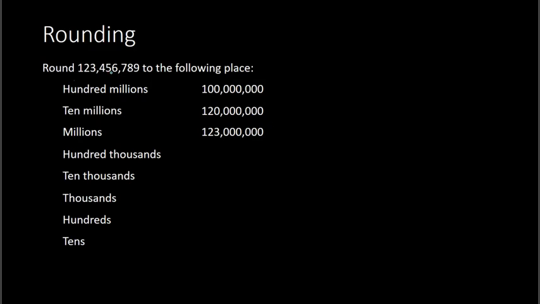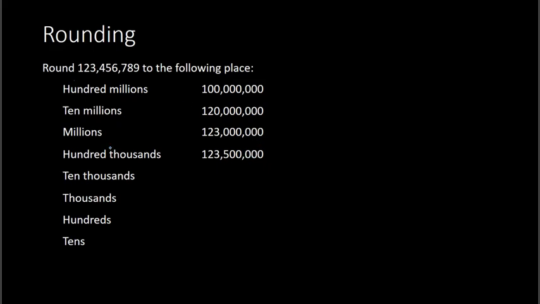To the 100,000s place, we're going to look at the 10,000s place, which is the 5. So the 5 is right in the middle, which means we're going to round up. So the 4 would round up to the next number, which is a 5. So this would round to 1, 2, 3, 5, followed by a bunch of zeros. So this would be 123,500,000.